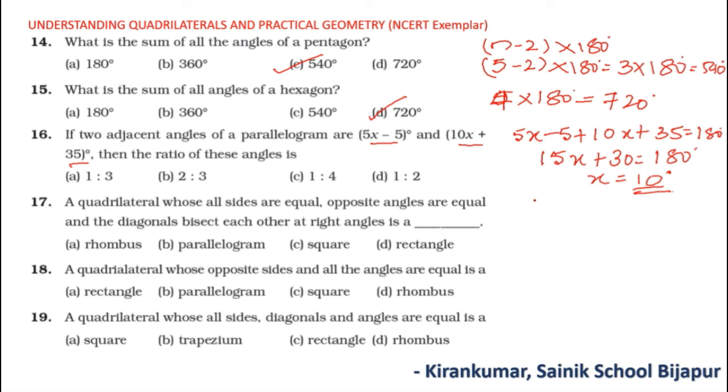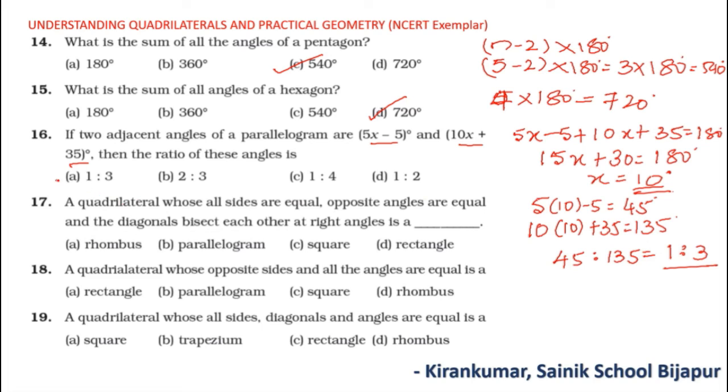So the angles are 5 times 10 minus 5, which is 45 degrees, and the other angle is 10 times 10 plus 35, which is 135 degrees. The ratio 45 to 135 is 1:3, and this is there in option A. Option A is the right answer.